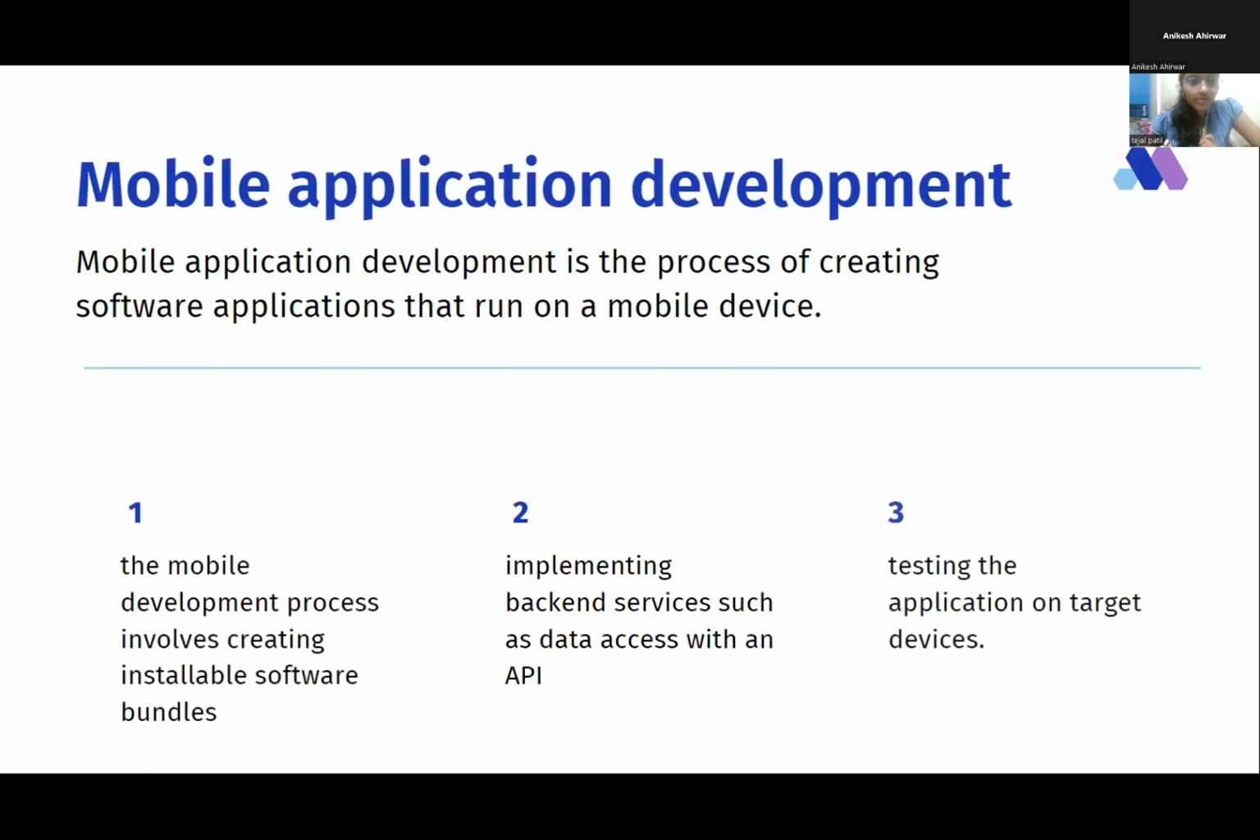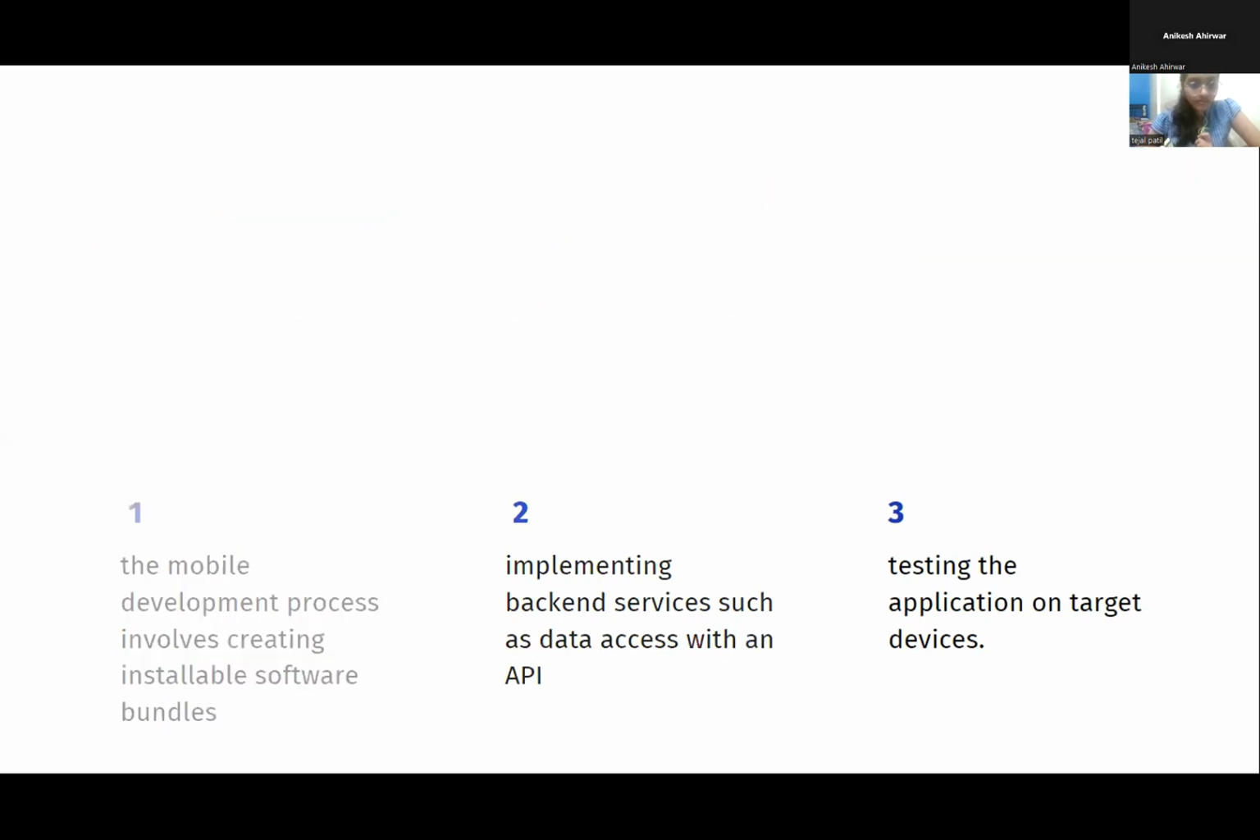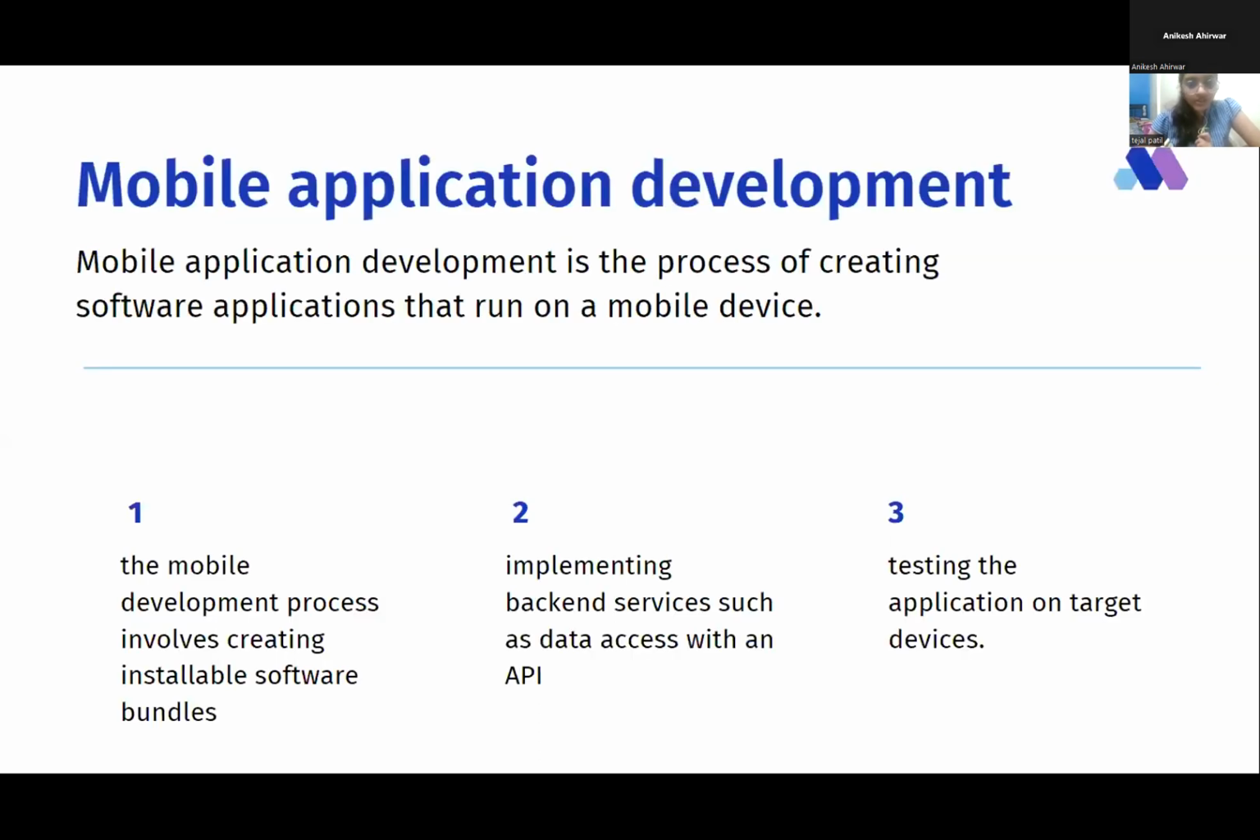So what is mobile application development? It is the process of creating software applications that can run on your mobile device. It includes three steps. First, you have to create installable software bundles. Then you have to provide backend services such as data access with an API. Third, you have to test the application on a target device.